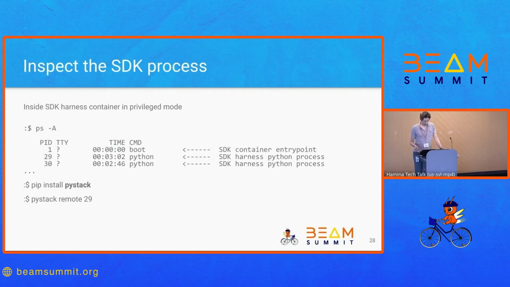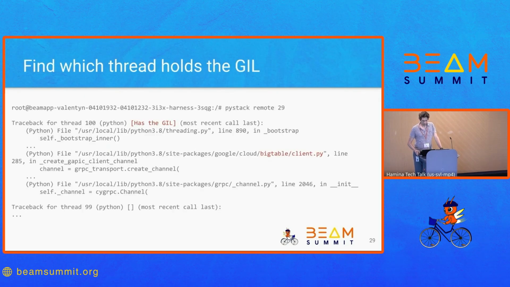And then what tool can we use to inspect the process? Well, it turns out Bloomberg has another fancy tool that works great called PyStack. Once we get a shell in the container, we can run the PyStack tool to inspect the running SDK harness process, and produce a report of what threads are running in the process and which of those threads currently has the global interpreter lock. It can also show the native stack traces, so Python and C++ stack traces in the same report.